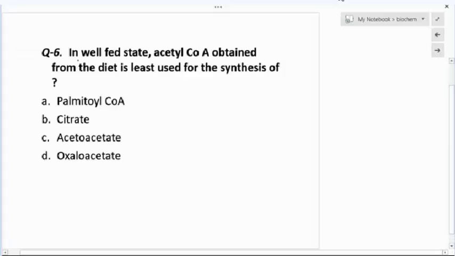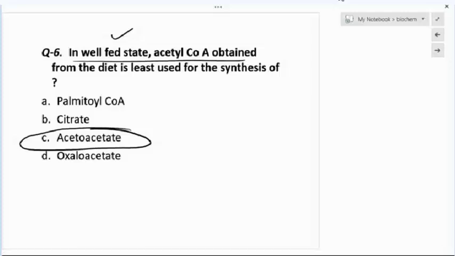Now the next question is, in well-fed state, acetyl CoA which is obtained from diet is least used for the synthesis of what? In well-fed state, we get the acetyl CoA from glucose. This is least used for synthesis of acetoacetate. Acetoacetate is a ketone body, and that's actually produced during starvation when the fatty acid oxidation produces a lot of acetyl CoA. In well-fed state, you don't talk about ketone bodies. So acetyl CoA, which is produced from glucose in well-fed state, is not responsible for acetoacetate production. Least used for ketone body production.